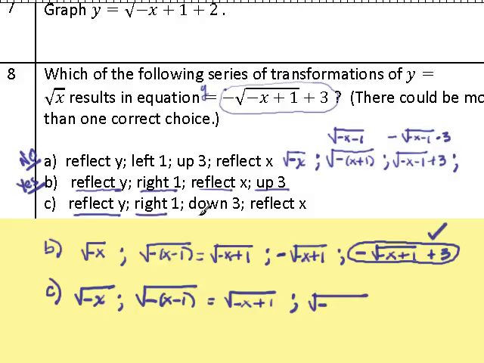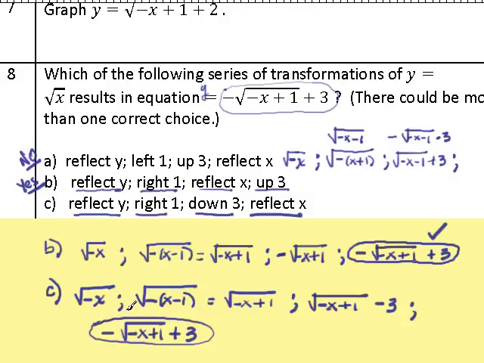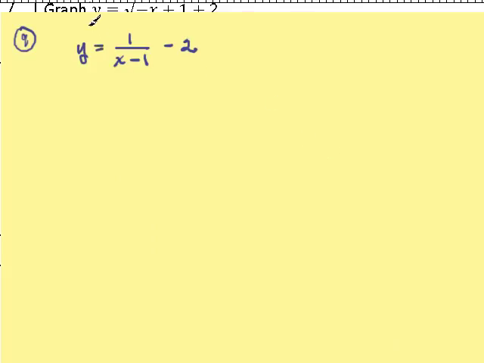Now we're doing down 3: minus x plus 1 minus 3. Okay. And now reflect x. We're going to negate this whole thing. And we get minus x plus 1, and this minus 3 turns into a plus 3. So again, we're back where we want to be over here. So this is another yes.